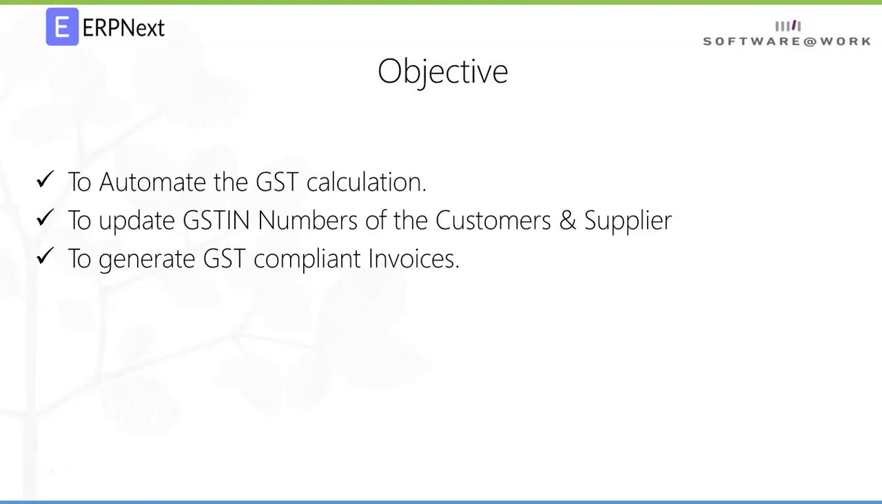Similarly, it also assists in updating the GSTN numbers of customers and suppliers by sending emails to them, and that is how the customer and supplier will get an email and update their GSTN number, and automatically that will get captured into ERPNext in the respective customer and supplier. Similarly, it also helps to generate GST compliant invoices. So that is how we can see the features one by one in this video.